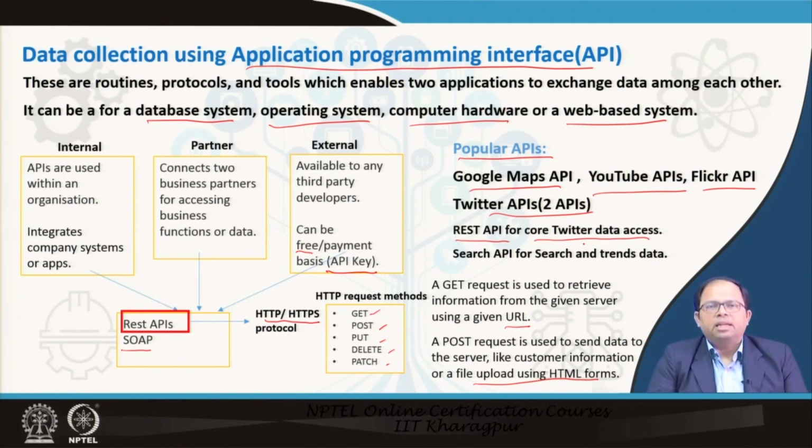That means we can get the common data from Twitter, and we can analyze what kind of information is there, what people are talking about. As we discussed previously, we can do some data analytics with that. And there is also a search API for search and trends data. So these are the two APIs offered by Twitter, which other third parties can also access.